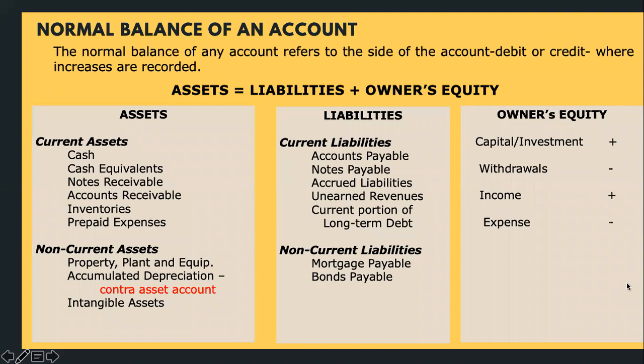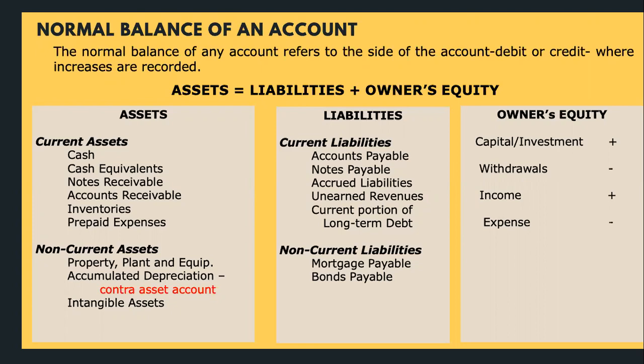Okay, let's proceed with the normal balance of an account. What do you mean by normal balance? Every account has its own normal balance. The normal balance of any account refers to the side of the account, debit or credit, where increases are recorded. When can we say normal balance? If we debit the account and its balance increases, its normal balance is debit. If we credit the account and its balance increases, its normal balance is credit. So again, normal balance is the side where the account increases.